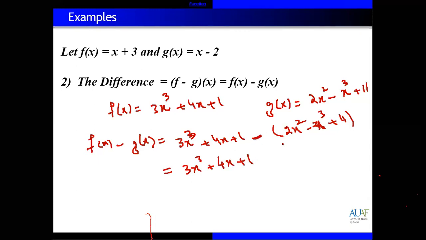Then minus multiplies with these. When you multiply, this becomes minus 2x square. Minus multiplies with this one, so minus becomes plus x cube. Minus multiplied with plus 11 equals minus 11.